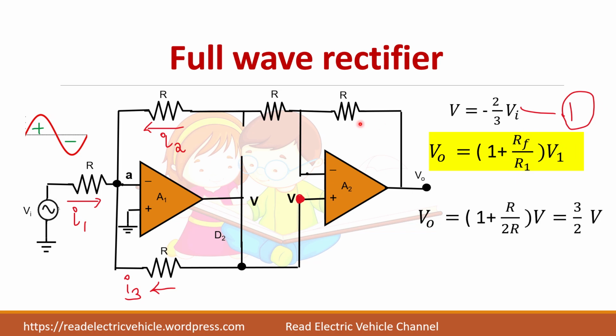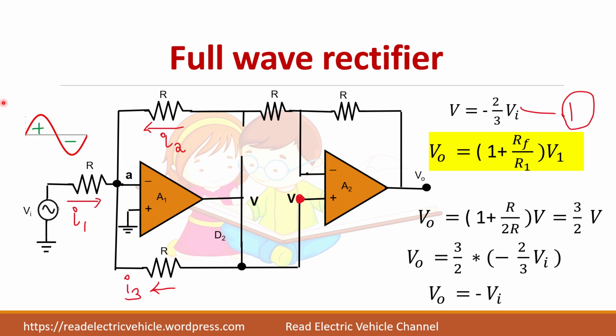Here RF, the feedback resistance, is equal to R, and for the input resistance, two resistances are connected in series, so this is R divided by 2R into the input voltage. What is this voltage? It is V, since this voltage and this voltage are the same. If you simplify this, you will get 3 by 2 V. Now what is V? Substitute from the first equation and you will get V0 is equal to minus Vi.